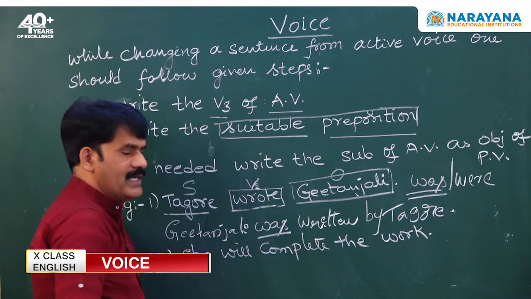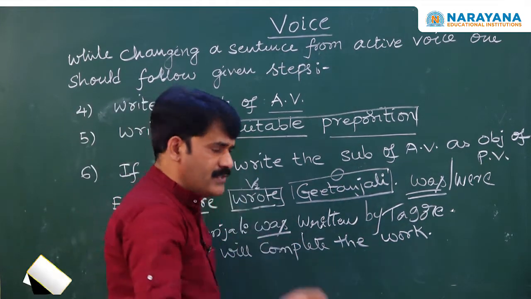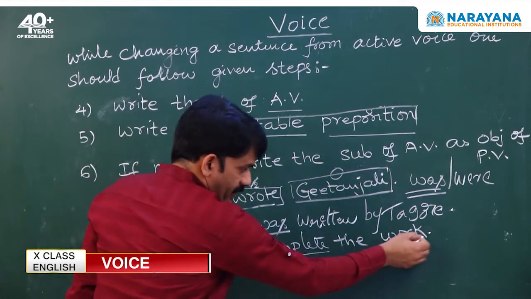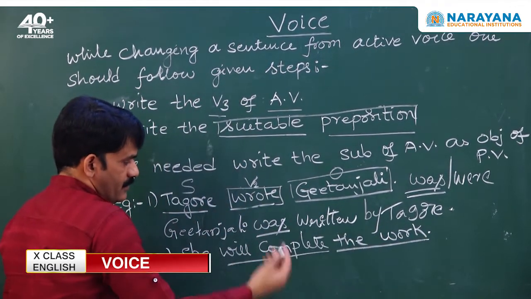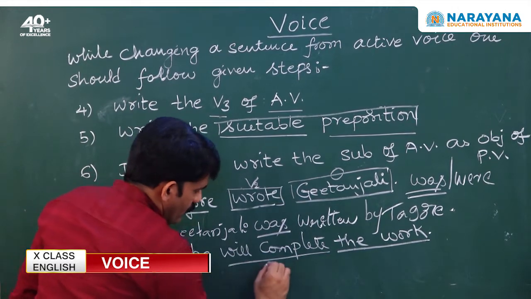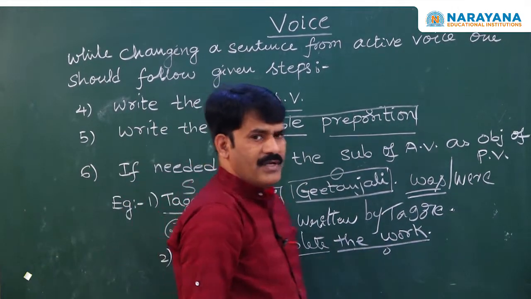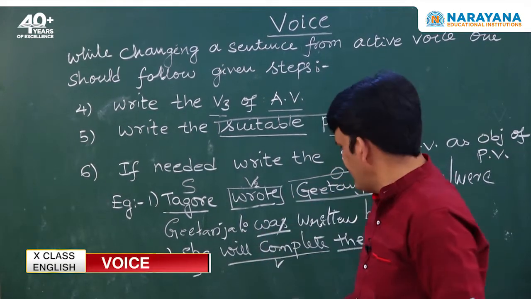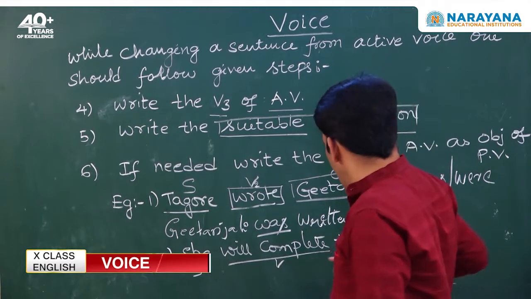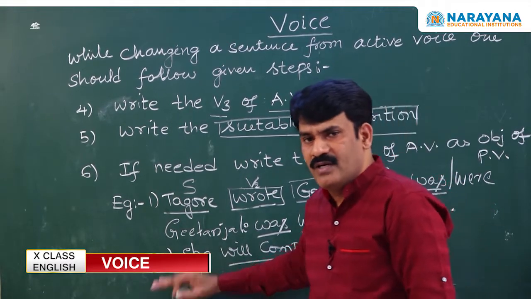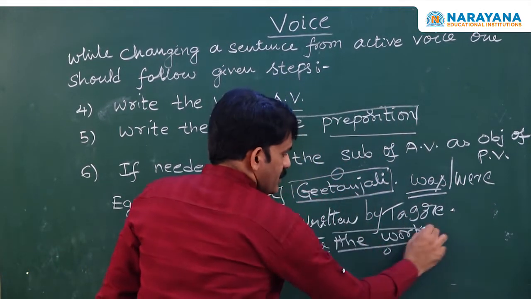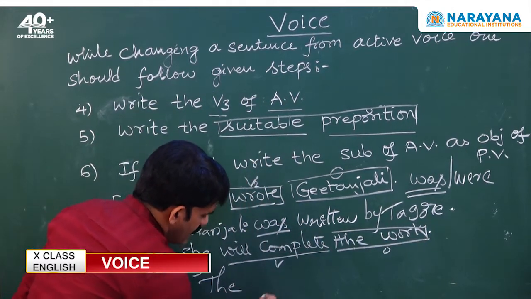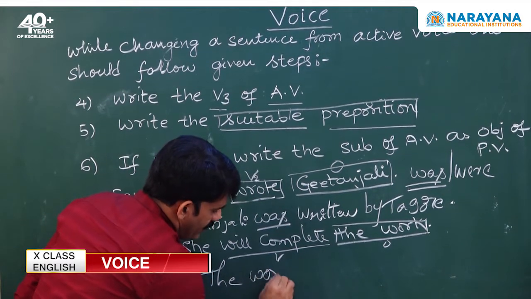She will complete the work. So the first step is identifying the subject, the verb and the object. Now subject, verb, object. Once after I identify them, what is my second step? I need to write the object of active voice as the subject of passive voice. What is the object here? The work. So let me take the work as the subject of passive voice.